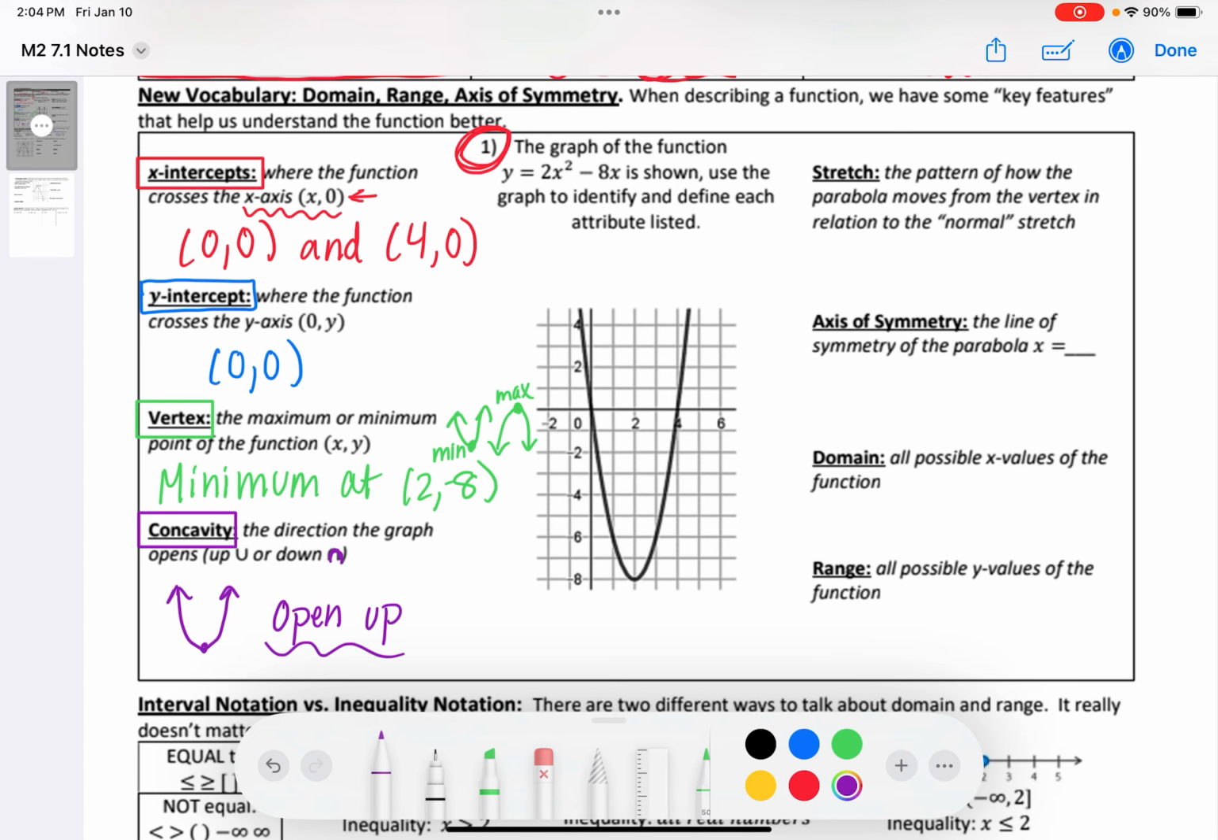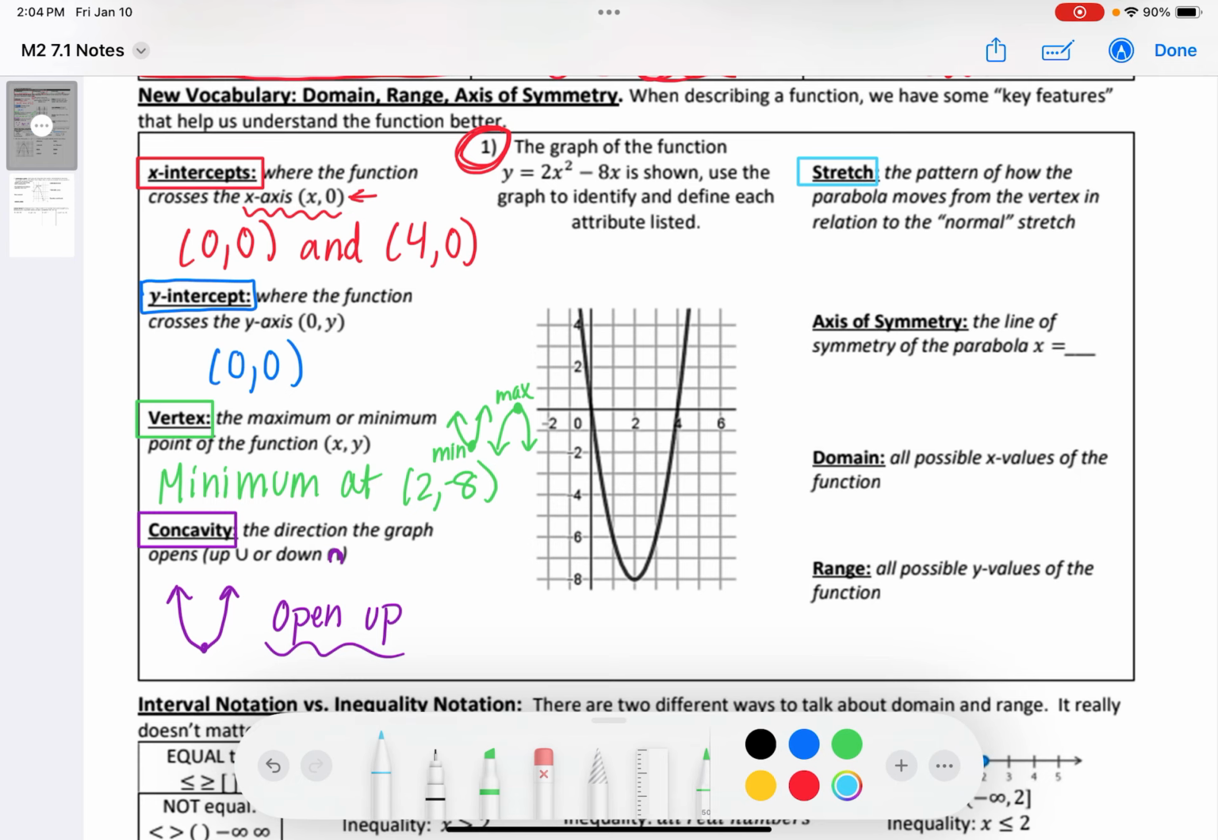Next part is a stretch. When you're looking at a stretch on your graph, it's the pattern of how the parabola moves from the vertex in relation to the normal stretch.